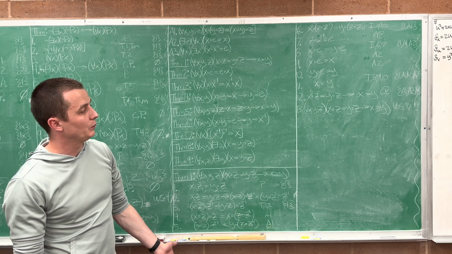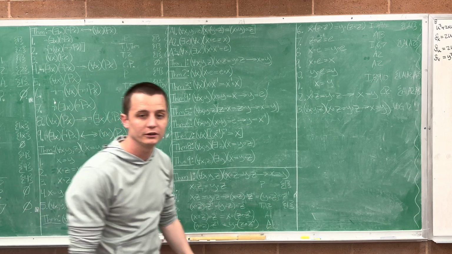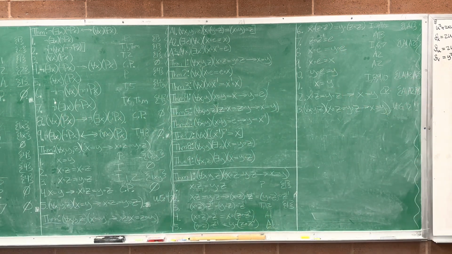So in any system where we want this right-hand cancellation law, we need to make sure that that system has at least these 3 properties as axioms, or ways to prove them from your axioms. All right, there's theorem 1. Any questions on that before we go to theorem 2?